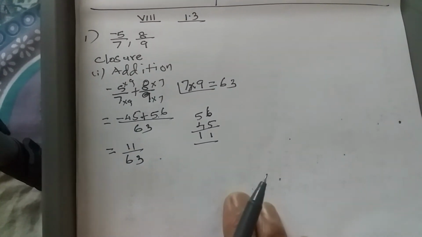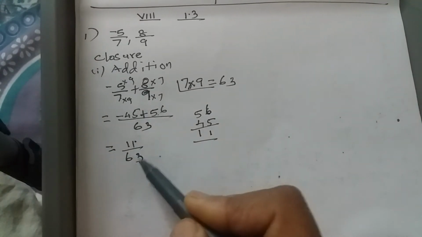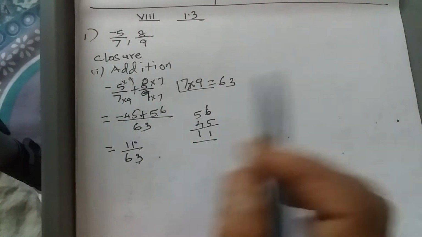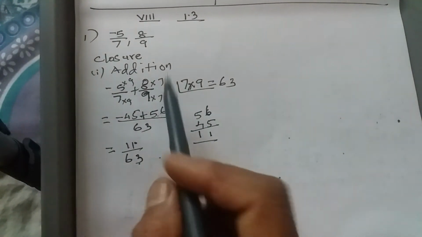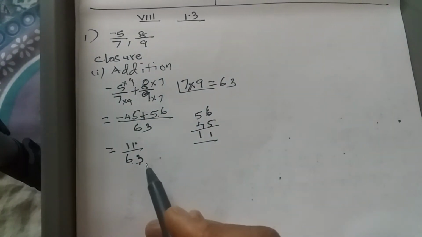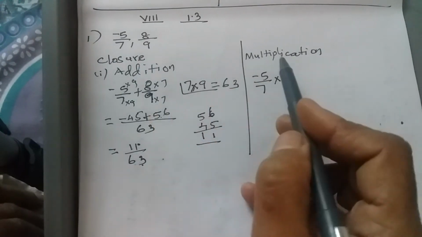Now what do you say about 11 by 63? Is it a rational number? Yes, it is of the form P by Q. We have a numerator, we have a denominator, and the denominator is not 0. So it is a rational number. Therefore, when you add two rational numbers, we get a rational number. Now we'll check the same closure property for multiplication.